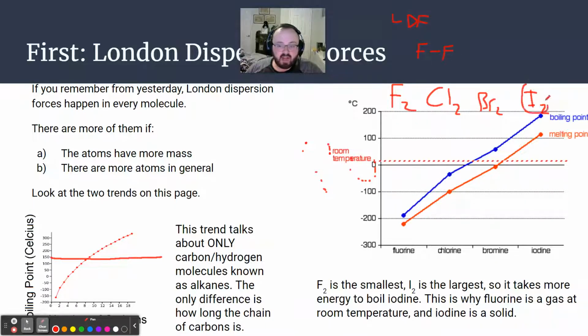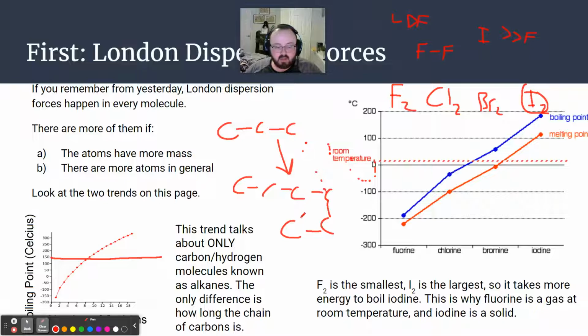By the time we get to I2, because I is so much larger than fluorine, we start to become a solid. Bromine over here is a liquid. The other trend is as you get bigger, if you go from this to this, it takes more energy to break up the bonds of this one.